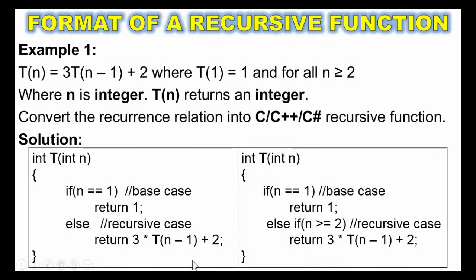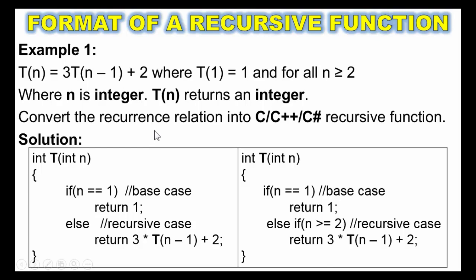The best way to understand and apply the format of a recursive function is to solve an example problem. Let t be a function. The function t of n is equal to 3 multiplied by the function t of n minus 1, plus 2, where the function t of 1 is equal to 1, and for all n greater than or equal to 2, where n is an integer, the function t of n returns an integer. Convert the recurrence relation into C, C++, C# recursive function.